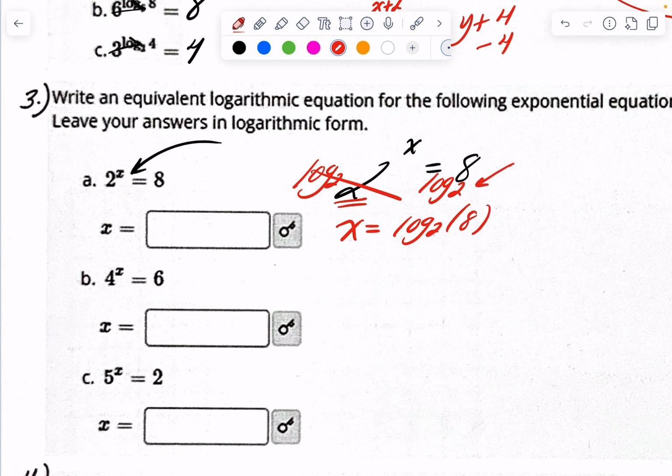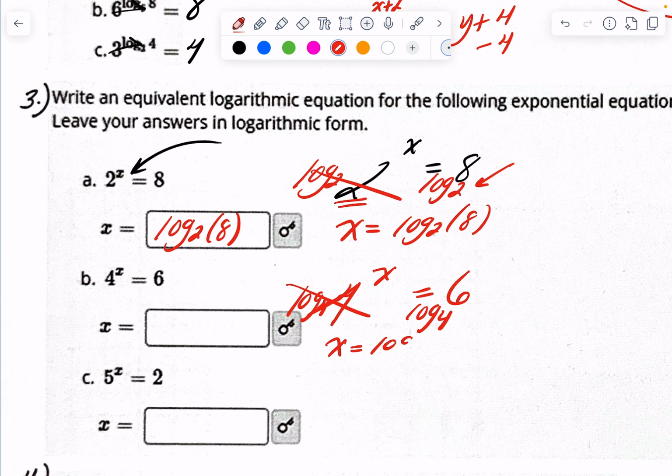We know when we take a logarithm of a side, it traps the stuff that you took the log of in parentheses. So that would be our answer. You don't even need to calculate it. It said write it as a log. So we're done there. So 4 to the x equals 6. We're going to take log base 4 of both sides. So x is equal to log base 4 of 6.